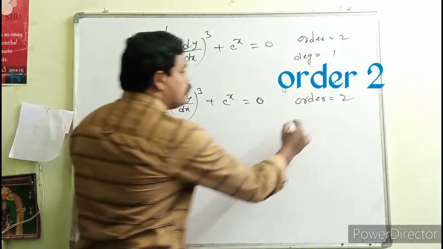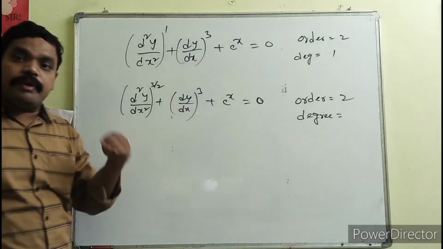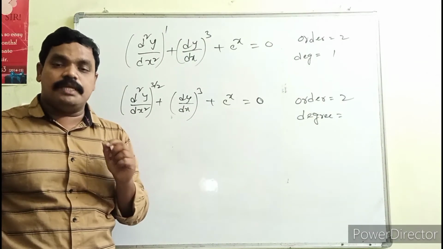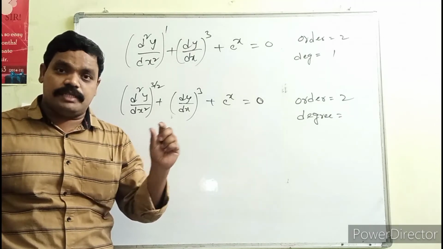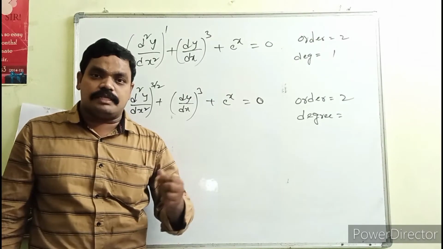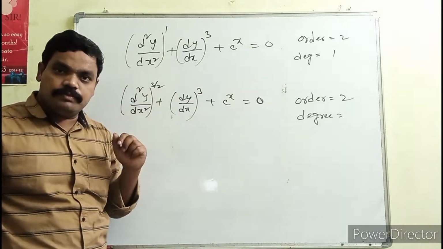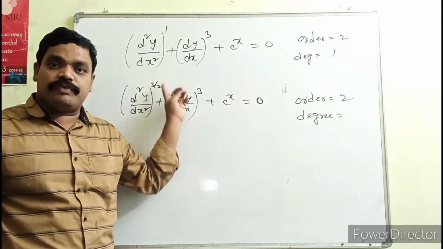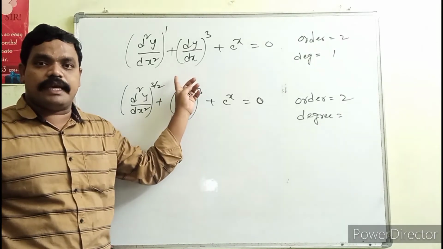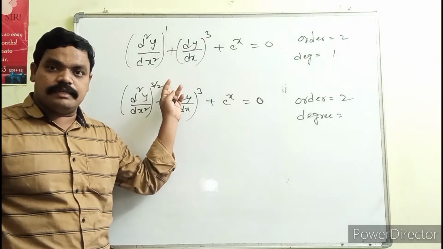What about the degree? Degree means the power of the highest derivative. The powers must be integral, meaning only positive integers and zeros. Not negative integers, fractions, exponentials, logarithms like that. So here the power is 3 by 2. So at first we eliminate this fractional power. Whole by 2 is a fraction, so if we apply whole square, then it gets cancelled.